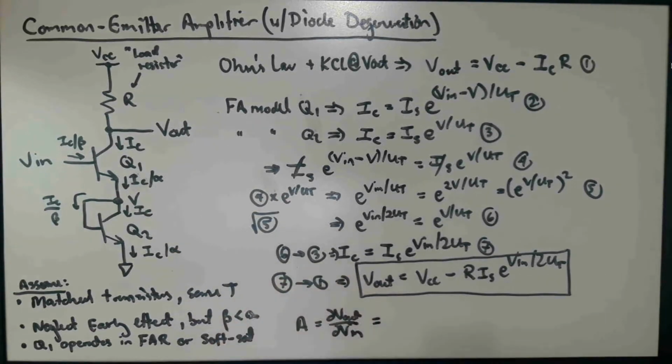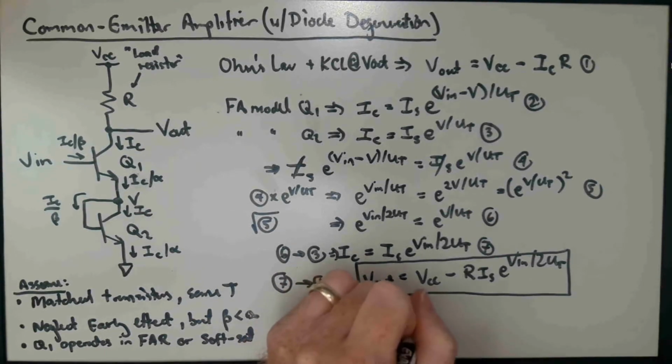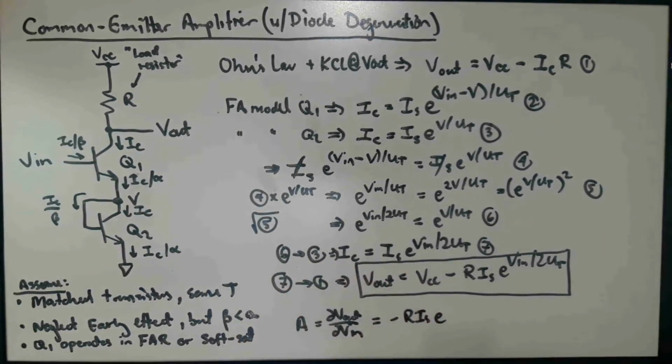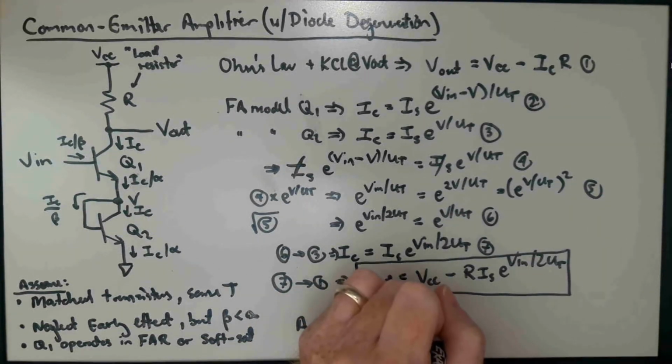And that's going to be equal to, well, let's see, it's a partial derivative, so everything else is held constant except for the thing we're differentiating with respect to. So the VCC is a constant, minus R IS is a constant. e to the Vin over 2UT, we have to differentiate that with respect to Vin and apply the chain rule. So we get minus R IS. Derivative of an exponential is the same function, it's the exponential function.